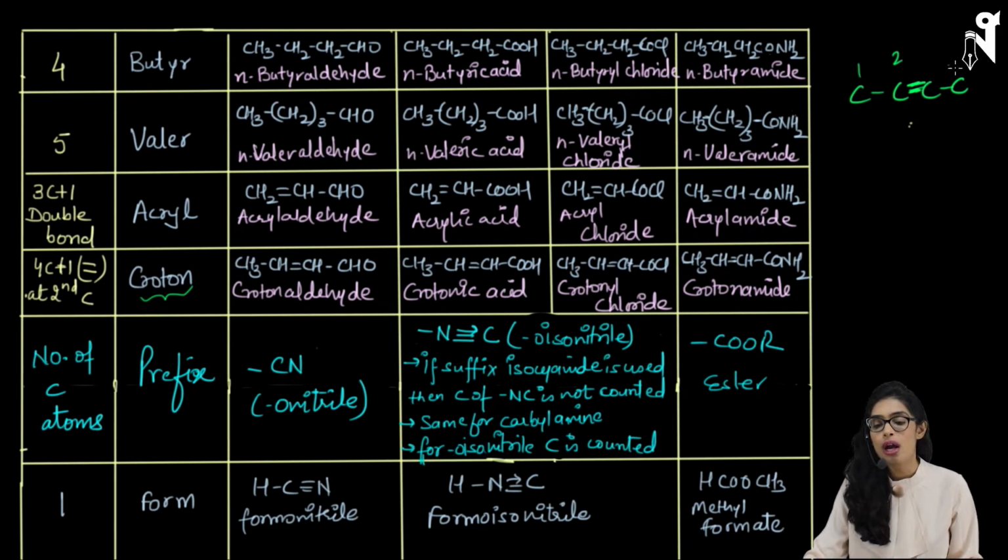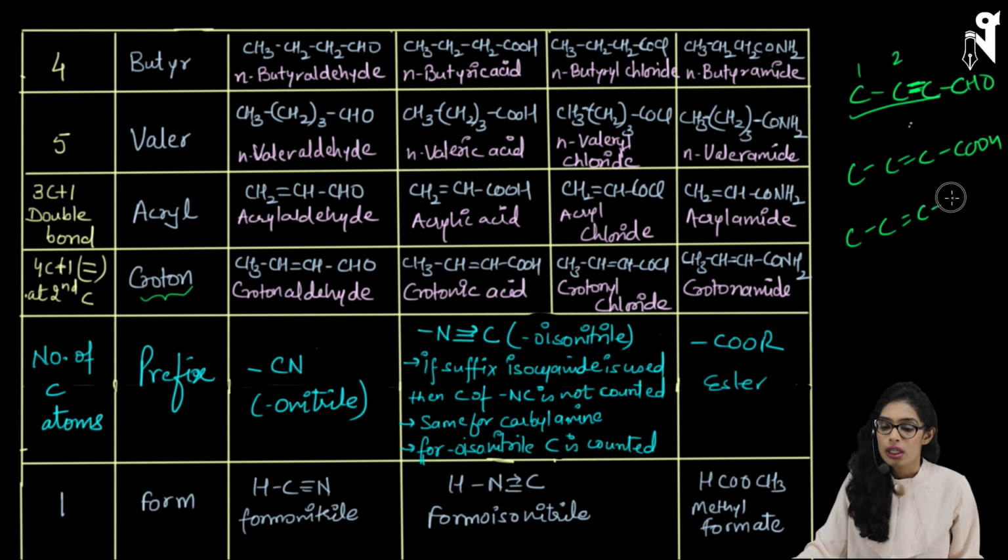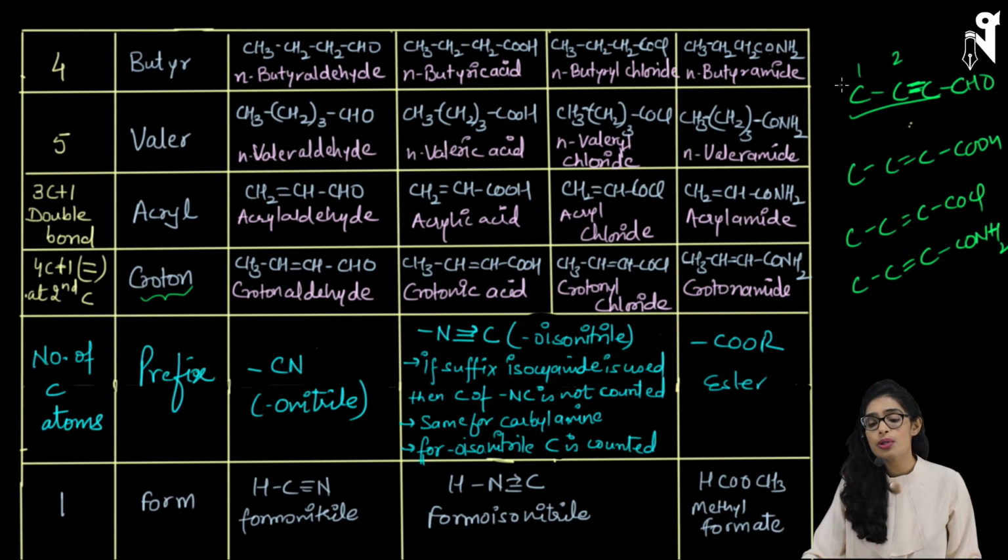Now, out of these 4 carbons, 1 carbon can be an aldehyde and remaining chain will be like this. Or the 1 carbon can be a carboxylic acid, or the 1 carbon can be acid chloride, and then the 1 carbon can be an amide group. And then we will have names accordingly. See, rest of the positions where I have not written hydrogen, you can fill the hydrogen according to the valencies. It's as simple as that.